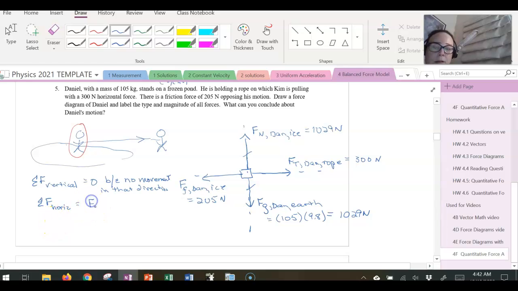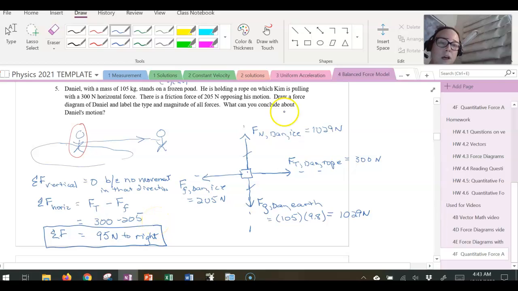I'm going to add the force that goes to the right, which is the tension force, and then I'm going to subtract any forces that go to the left. There's only one, there's the friction force, and so that is going to be 300 minus 205. So the net force is 95 newtons to the right. Right? There's more force to the right than there is to the left. So that is the net force on Dan.